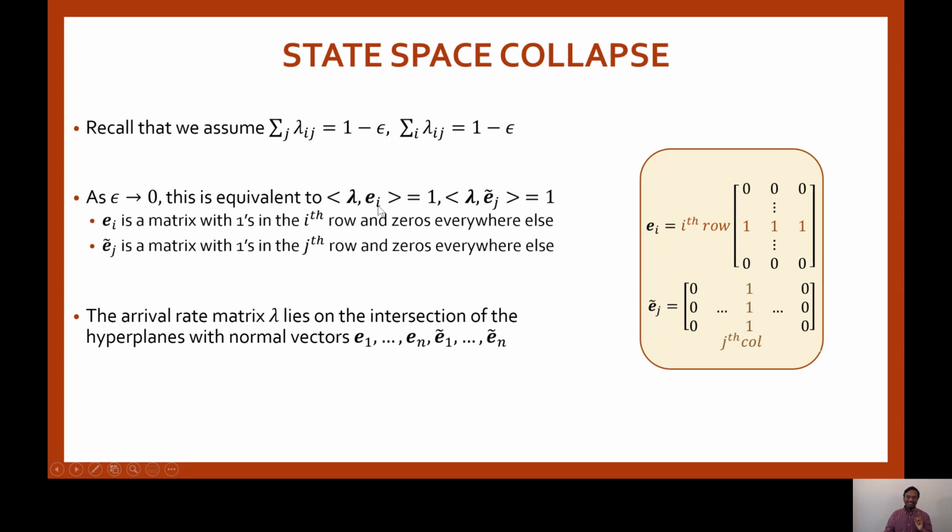And notice that these 2n vectors are not linearly independent. If I take all these e's, n of them, and add them up, I'll get the all 1s matrix. If I take all the e tildes, n of them, and add them up, I'll also get the all 1s matrix, which means I have one equation that's satisfied by all these e's and e tildes. Therefore, they're not independent. One can show that the space they span has dimensionality 2n minus 1. There are 2n minus 1 independent vectors among these 2n vectors. And that's the reason the collapse is into a 2n minus 1 dimensional subspace. Within that subspace, it's the cone spanned by these 2n vectors.